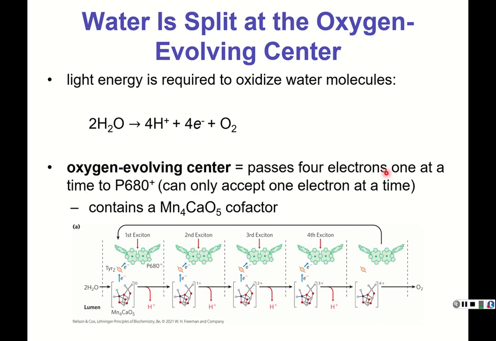It's going to pass 4 electrons, one at a time, to P680. P680 plus, or P680 star, indicates that it's in that excited state. It has absorbed that photon of light energy and moved to an excited state. And it can only accept one of these electrons at a time. So the overall process here, we have 2 waters coming in, and that's going to produce 1, 2, 3, 4 electrons. But again, these have to go one at a time.